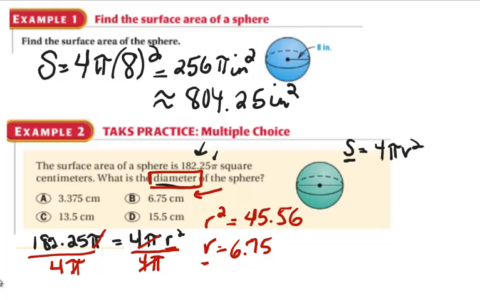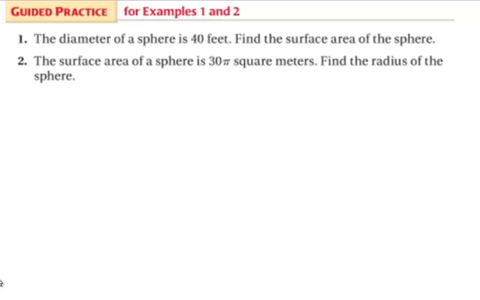So I've got to do the radius times 2, which would give me a diameter of 13.5 centimeters. And so your choice here is C. Okay, let's look at number 1 real quick here. The diameter of a sphere is 40 feet. Find the surface area of the sphere.